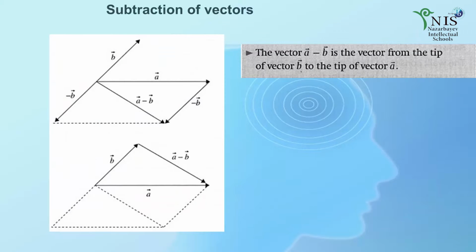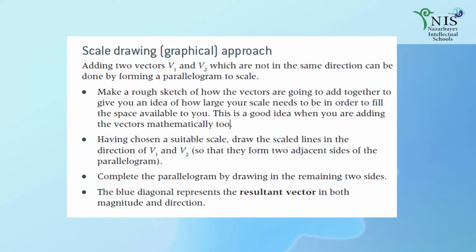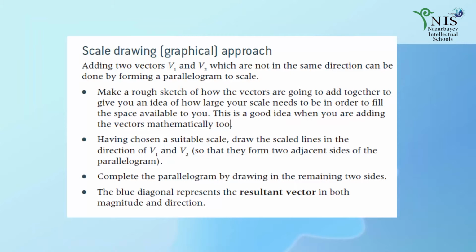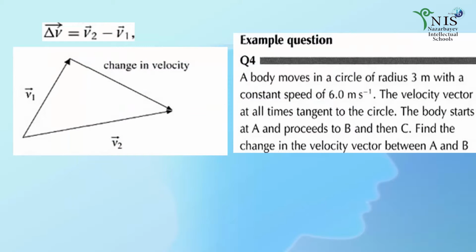You can see these vectors. In this circle, the body starts at A and proceeds to B and then C. Find the change in velocity vector between A and B and between B and C. It's a similar example. You can use this rule to find the change in velocity in this case, as you can see in this picture.